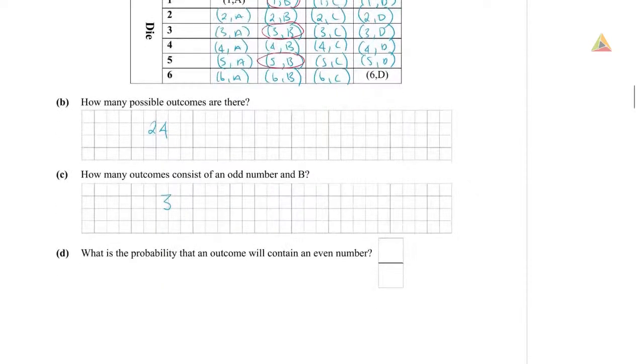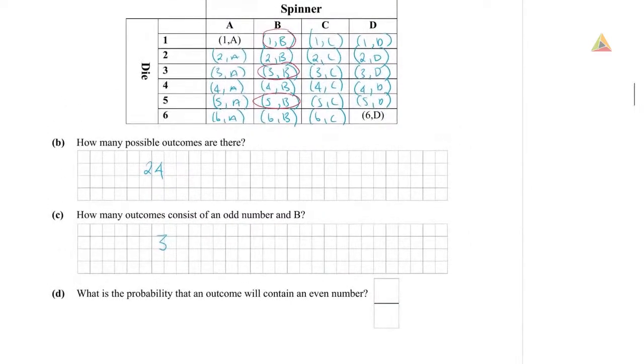For part D, what is the probability that the outcome will contain an even number? Okay, so I'm going to get a highlighter here. Let's find all of the outcomes with even numbers. So we'll have 2A, 2B, 2C, 2D, 4A, 4C, 4D, 4B, 6A, 6B, 6C, and 6D.